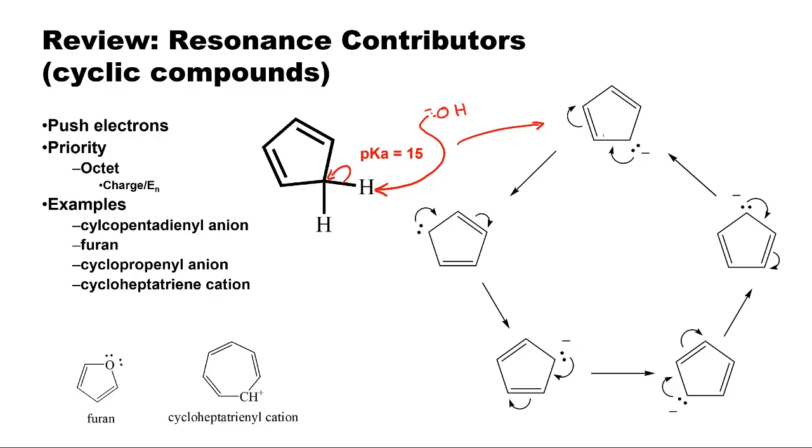So when you have resonance structures in rings, there's just a couple of things that you have to keep track of. One of them is you should try not to violate the octet rule if you don't have to.